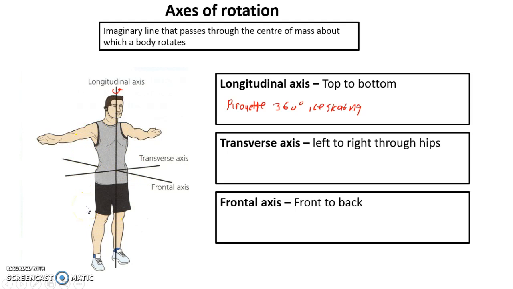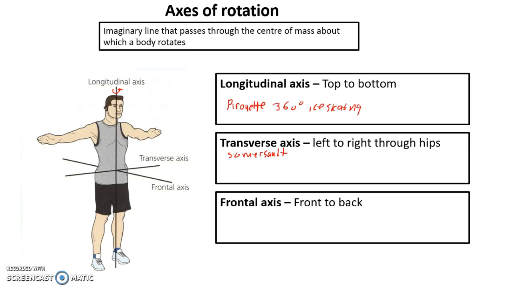If we're thinking of examples for that, of course, we'd be looking at the most basic one, which is a somersault in gymnastics, for example. So that could be something we look at there, a front flip, a back flip, if you want to add those to it.